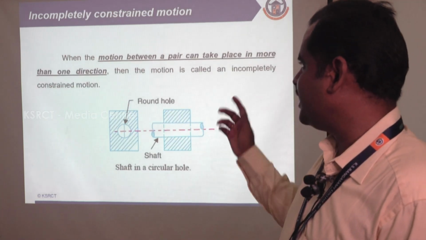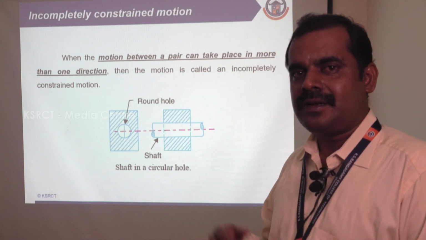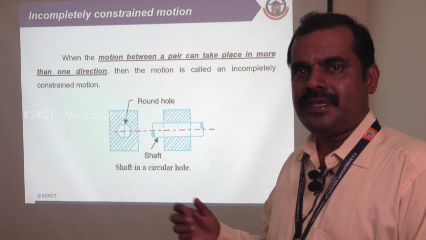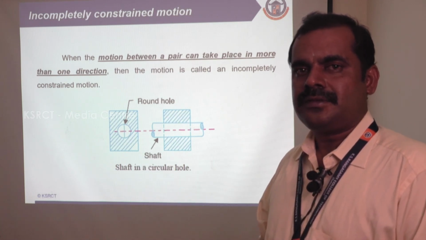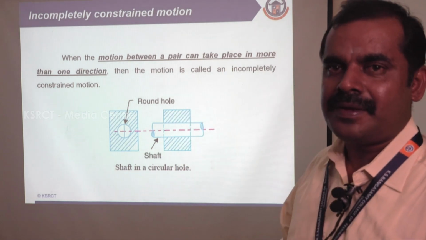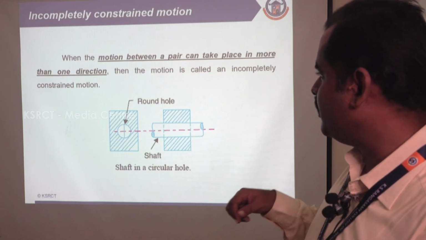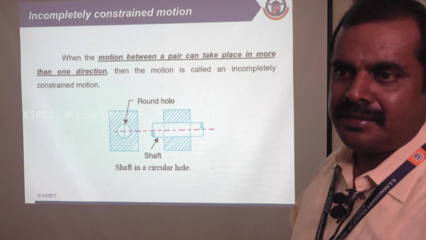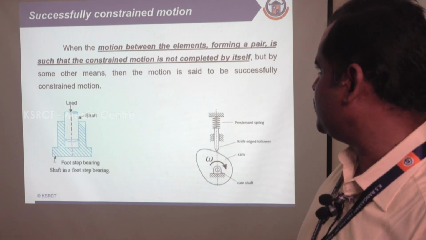So next one is incompletely constrained motion. If you take the previous example, we have a circular bar in a circular hole. In that we have 2 degrees of freedom. One is rotation and another one is sliding motion. So this is called incompletely constrained motion because it has 2 degrees of freedom. So if we need a single degree of freedom, we have to arrest the sliding motion. So next one is successfully constrained motion.